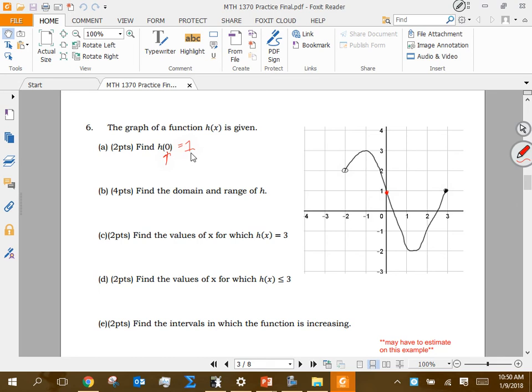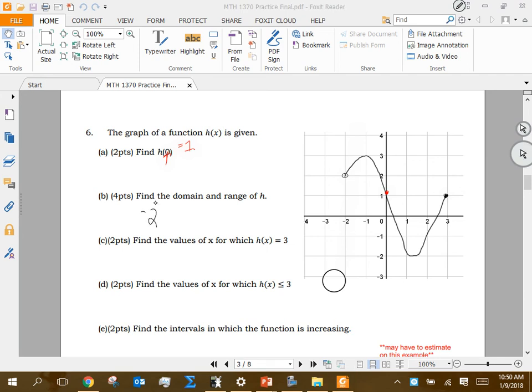That's an output, and that's your y value. Find the domain and range of h. Domain, remember, x values. So I take a vertical bar and start passing this thing through here, and the x values that vertical bar intercepts are going to be my domain. The first x value I come across is -2. There's an open dot there, so I don't include -2. I keep going through, and the last x value I come across would be 3. There's a closed dot at 3, so I do include that.